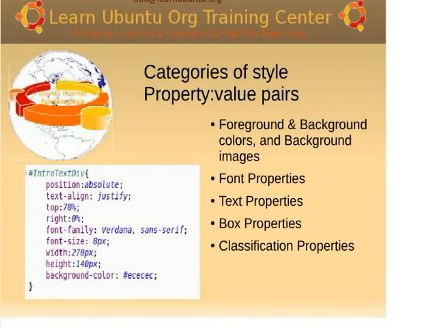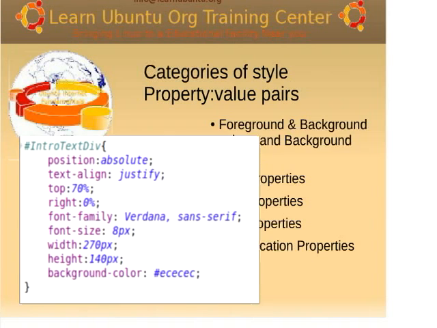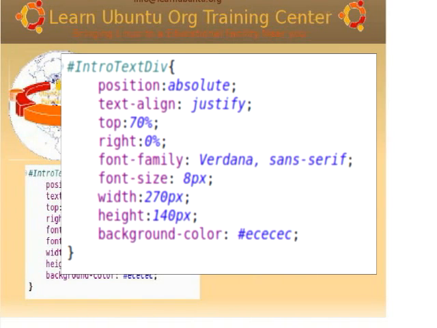Again, we're showing you the close-up here of our property colon value pairs. And here's a division. This is actually from our web page where the introduction text is in the lower right-hand area of the page. Its ID is intro text div. Here's our opening curly brace, here's our closing curly brace, and here's all of our property values laid out in line. You can see we have text align justified, top 70%, right 0%.